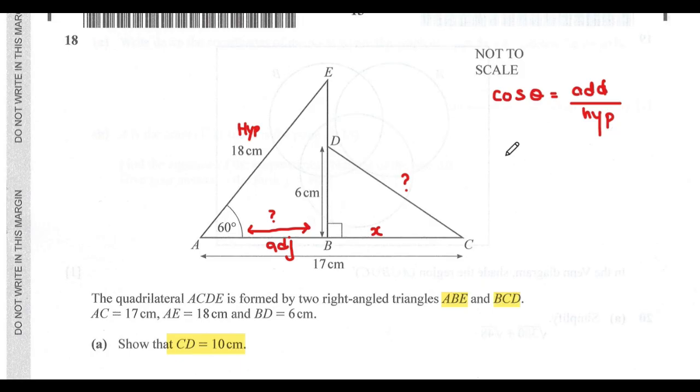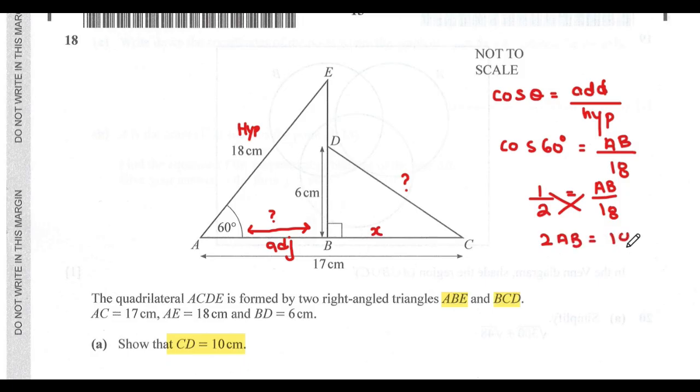Cos theta is equals to adjacent over hypotenuse. Angle is 60. Adjacent is AB that we need to find, and hypotenuse is 18. The value of cos 60 from the table is 1 over 2. And after it we can cross multiply it. 2 times AB would be 2AB, and 18 times 1 would be 18. We'll divide both sides by 2 to get AB. So 18 over 2 would be 9. So 9 centimeter is the AB length. This complete length is 17 centimeter.